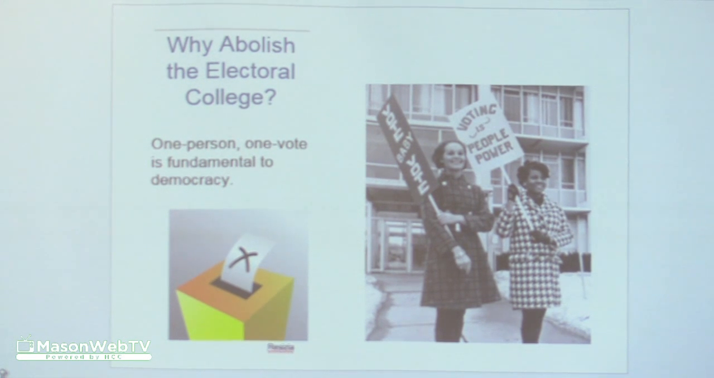So why does the League of Women Voters take this position? It's simple. It's the concept of one person, one vote. The unintended result of the Electoral College is to put the choice of president and vice president in the hands of voters in only a few so-called battleground states or swing states.